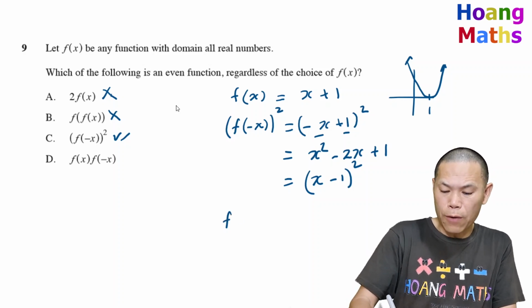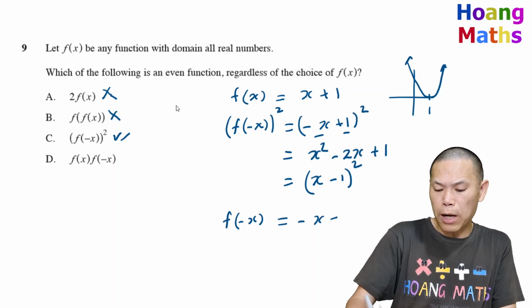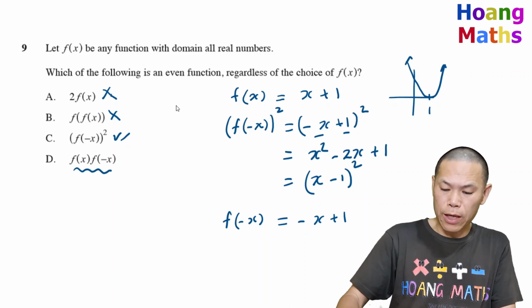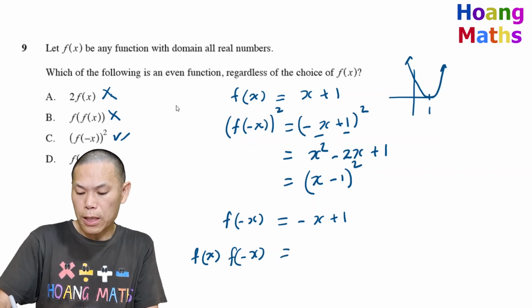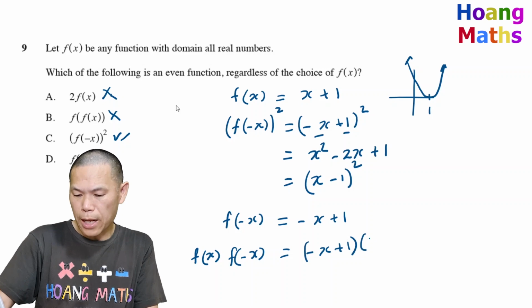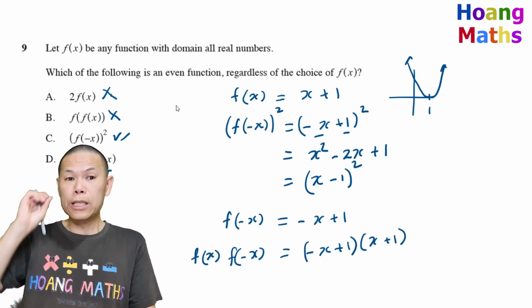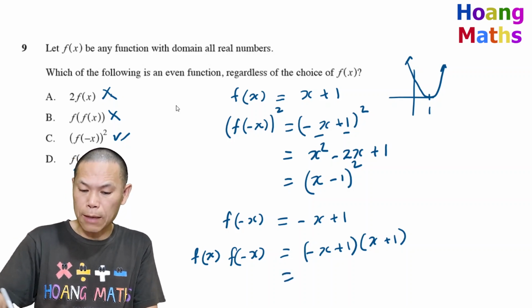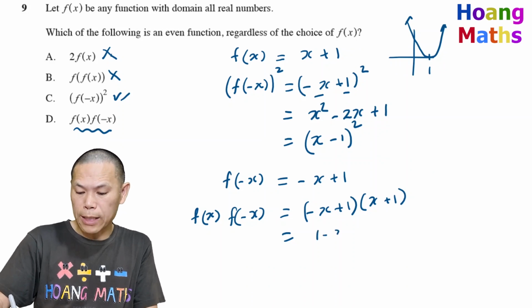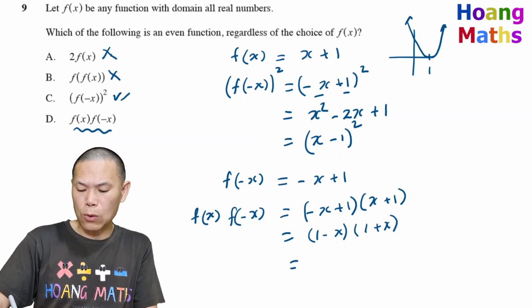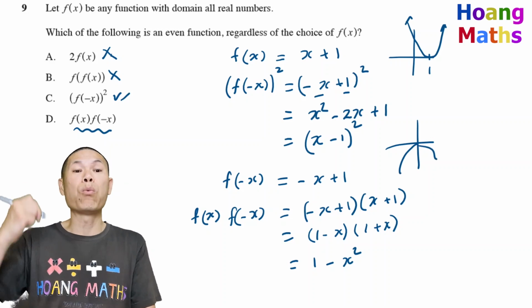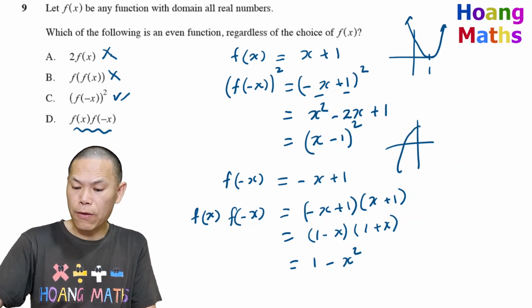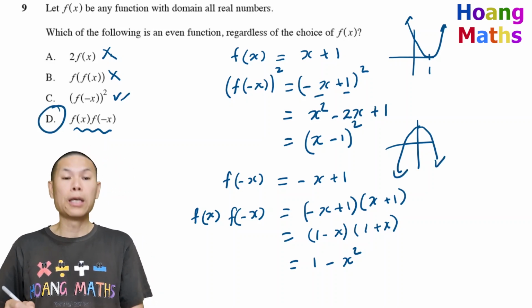So now let's work out f of negative x first. So that becomes minus x plus 1. Now f of x times f of negative x. So if I times f of x times f of negative x, that will give me negative x plus 1 and then x plus 1. And if you notice, this is a difference of 2 squares. Because this is exactly the same as this. Let me just move this up. 1 minus x times 1 plus x. That's what that meant. So now we just expand this. That will give me 1 squared minus x squared. So you know that it is a parabola, but it's upside down like this and moved up 1 unit. So you can see it is an even function. So there you go. So the answer should be D.